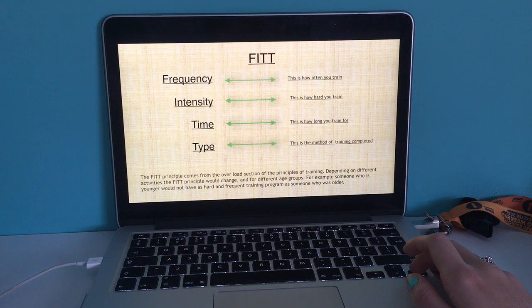The FIT principle. Frequency. This is how often you train. Intensity is how hard you train. Time, how long you train for. And type is the method of training you do. This comes in part of the overload section of the principles of training.